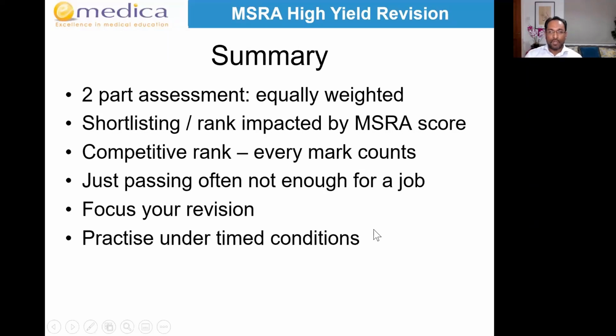Anna will post a link again. She posted it earlier. But just to summarize, this is a two-part assessment. By the way, the clinical paper and the SJT paper are equally weighted. They both count half-half, okay? Whether you get shortlisted or not for those specialties that include interviews as part of the process is going to be based on how well you do in MSRA. And then it carries over. And for things like GP and psychiatry at the moment, 100% of your rank is based on MSRA. Remember, it's not simple pass-fail, it's competitive rank.